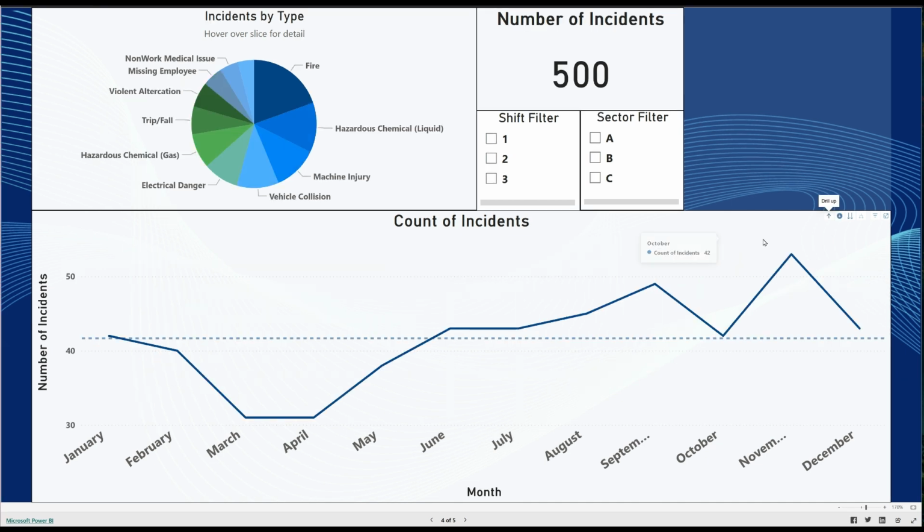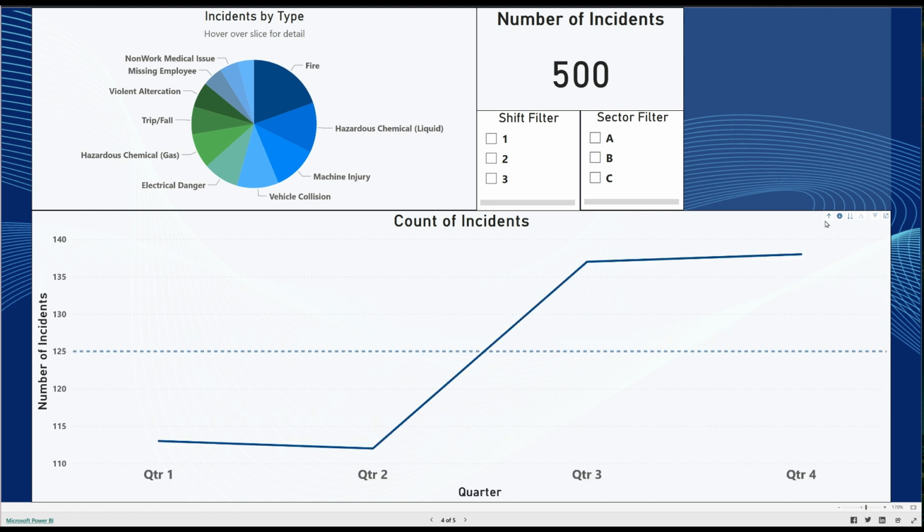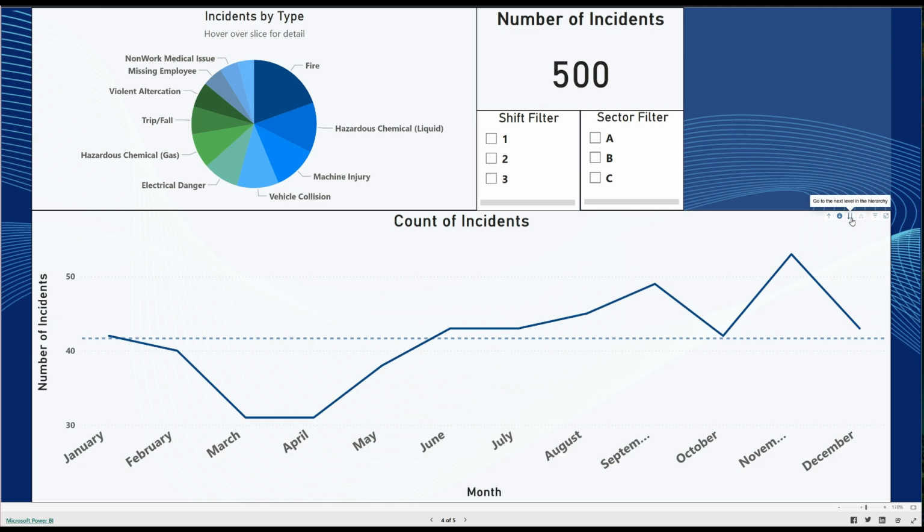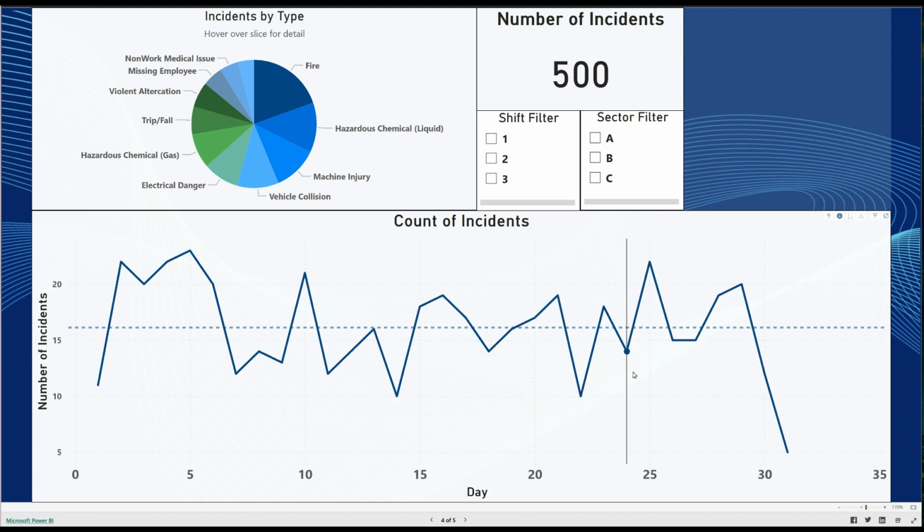We can also change the date hierarchy of the chart. By default, we're going to be looking at it here by month, but we can go up a level and look at it by quarter, or, and this is a little interesting, we can go down and look at it by the day of the month. And this refers to the actual day of all months, not a specific one.